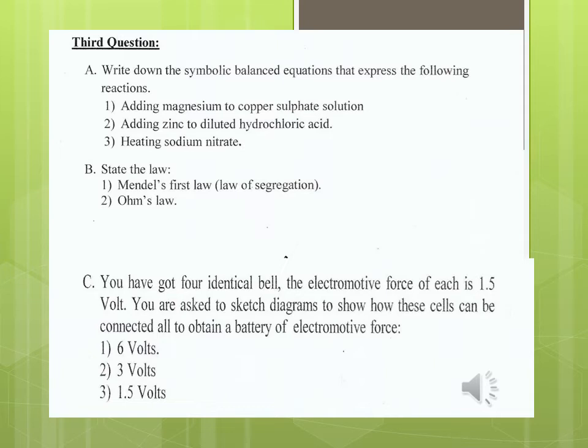We connect them in series. The 4 cells will be connected in a series way. To obtain 3 volts, we can connect 3 cells in parallel and connect them in a series way to the 4th cell. To get 1.5 volts, we have to connect the 4 cells in parallel.